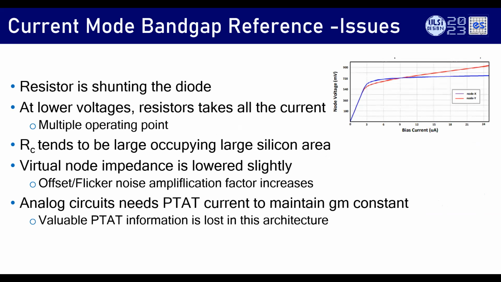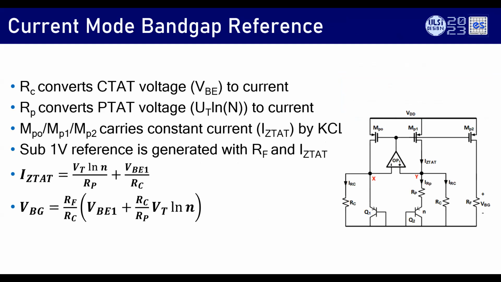Interestingly, this has several problems, like you can see multiple operating points. There's not only two, there are multiple, even millions. Especially if you look at low bias currents, there are million operating points. The reason is that you're shunting a diode with a resistor.